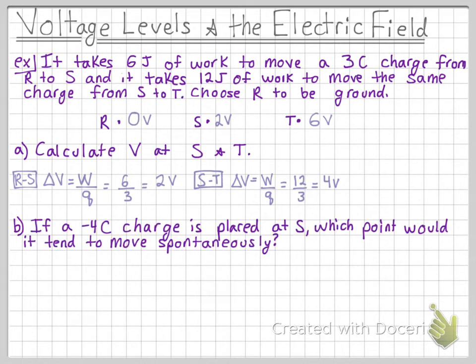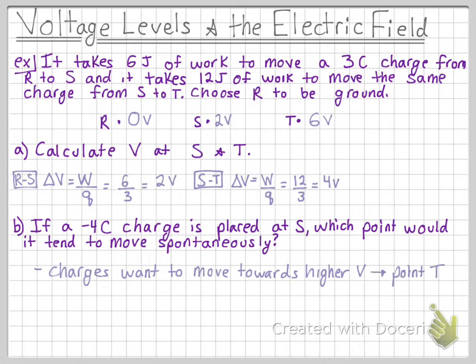Next, we want to calculate if a negative 4 coulomb charge is placed at point S, which point would it tend to move spontaneously? So we know that negative charges want to move towards higher voltage levels. So therefore, this negative 4 coulomb charge will want to spontaneously move to point T since T has the highest voltage level.